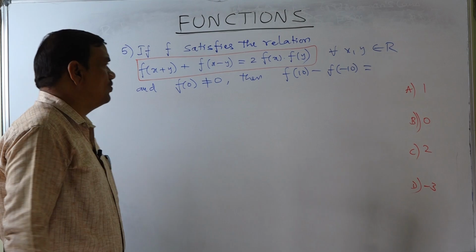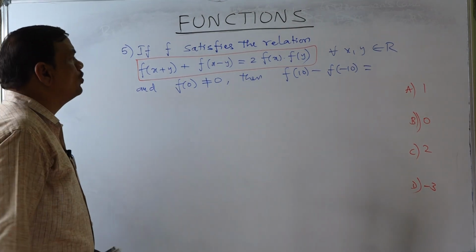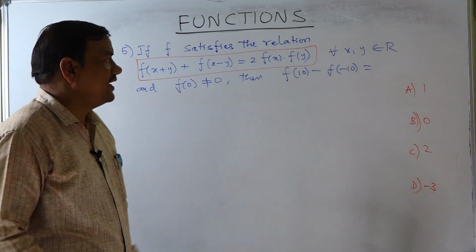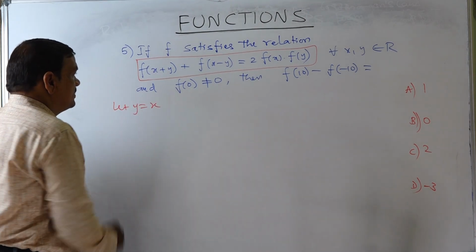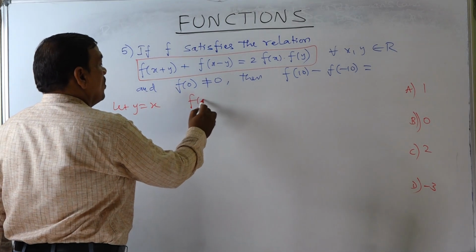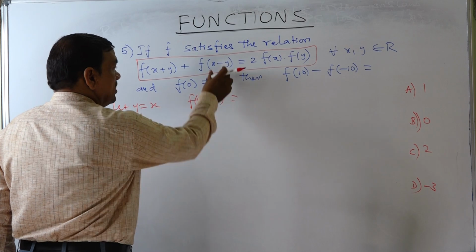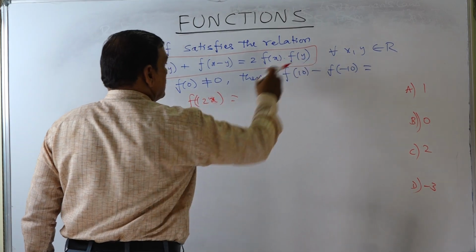From this we have to take out the f of x value. For this, how to proceed? The thing is, we have to get the idea only. So let y is equal to x. Let us see what happens. Y is equal to x, so this is f of 2x, and f of 0. So this is equal to f of x, this is also f of x.